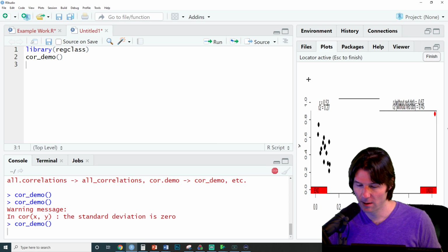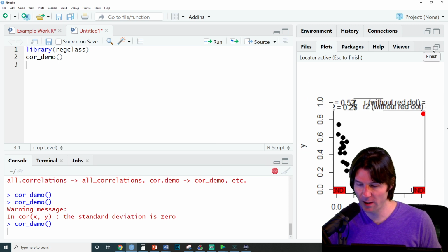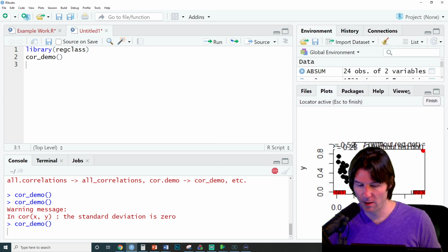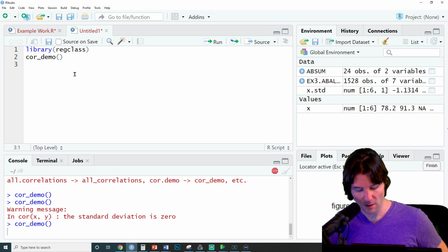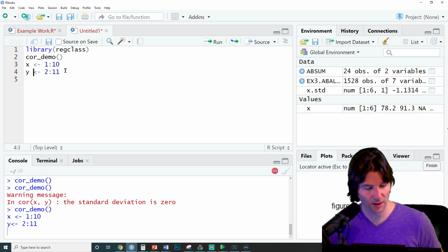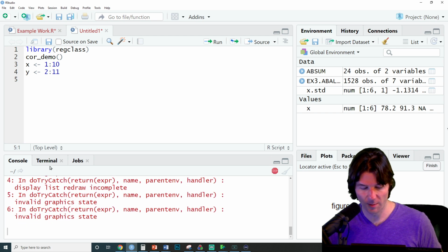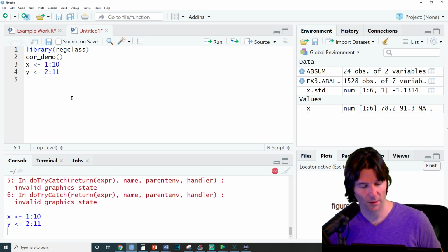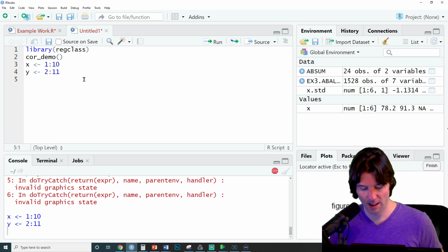Bring the video back. There's quite a few ways to do it. And one way to do it is if we have our data, so we go right here, and let's say we have X, and X is 1 through 10, and Y is 2 through 11. Did I sort correctly? I did. And now we go right here, and we say cor.